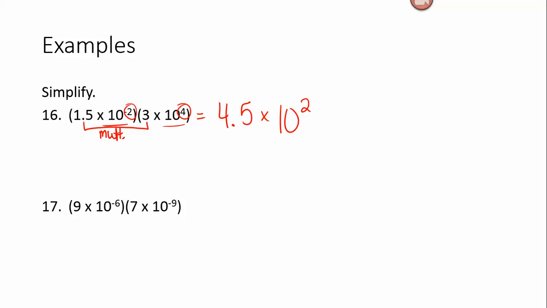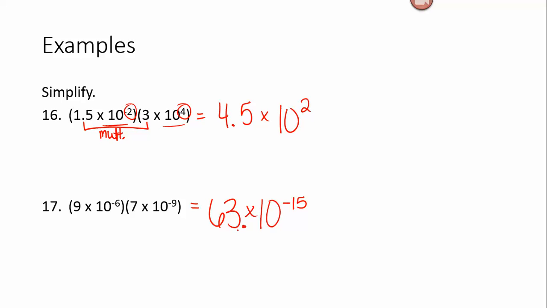If you'd like to pause the video and try 17 on your own, we do 9 times 7, that gives us 63, times 10 to the, we need to add our exponents, negative 6 plus negative 9, that's going to be negative 15. Now remember, with scientific notation, having negative exponents is okay. It just indicates a very small number.